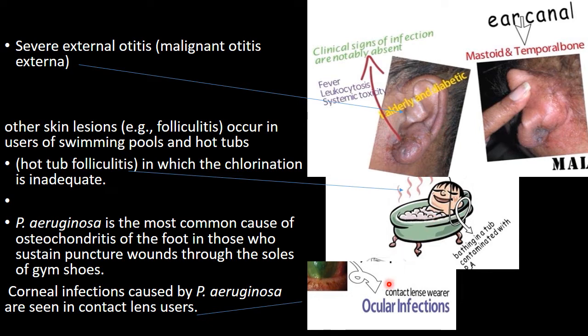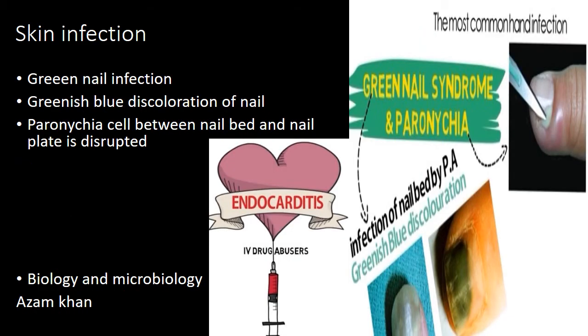It also causes eye infection, ocular infection, especially in people who use contact lenses. They get eye infection or corneal infection. Now talk about the other skin infection. The most important infection is green nail syndrome or pyrrhonichia. What is green nail syndrome? Actually, green nail syndrome is the greenish blue discoloration of the nail.